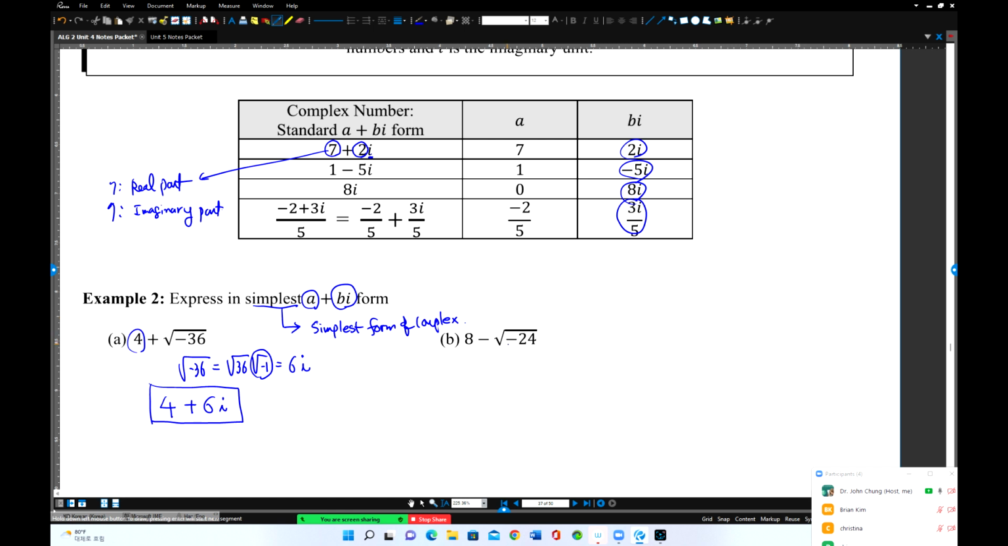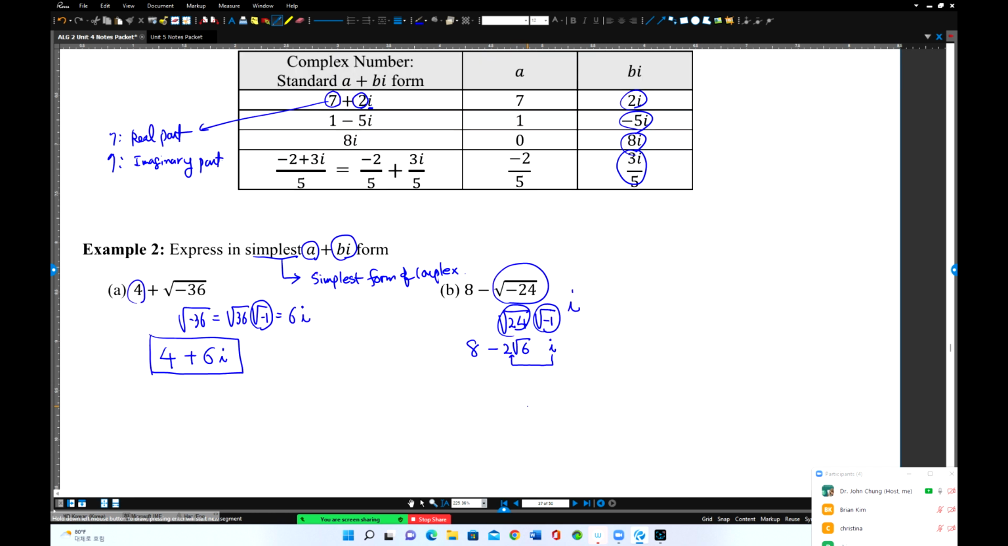Now the second one is this one first. This is positive, negative 1 is outside, square root of negative 1. This one is i. This one is 2 root 6, okay? 2 root 6 and i outside, we have 8 minus. But by our mathematical rule, this i moves in front of the radical, so 8 minus 2i root 6.